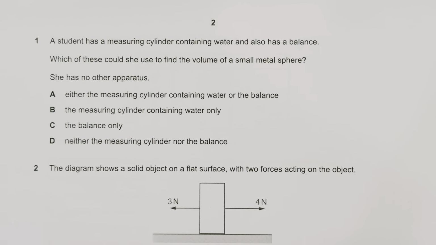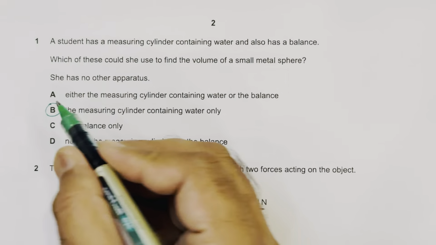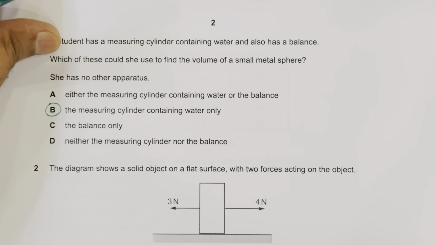A student has a measuring cylinder containing water and also has a balance. Which of these could she use to find the volume of a small metal sphere? She has no other apparatus. Okay, we can find the volume of any shape with a measuring cylinder and water only. First we know the volume of water, then after knowing the volume of the water we can put the sphere in it. So option B is the measuring cylinder containing water. So this was an easy MCQ. Moving to question number 2.